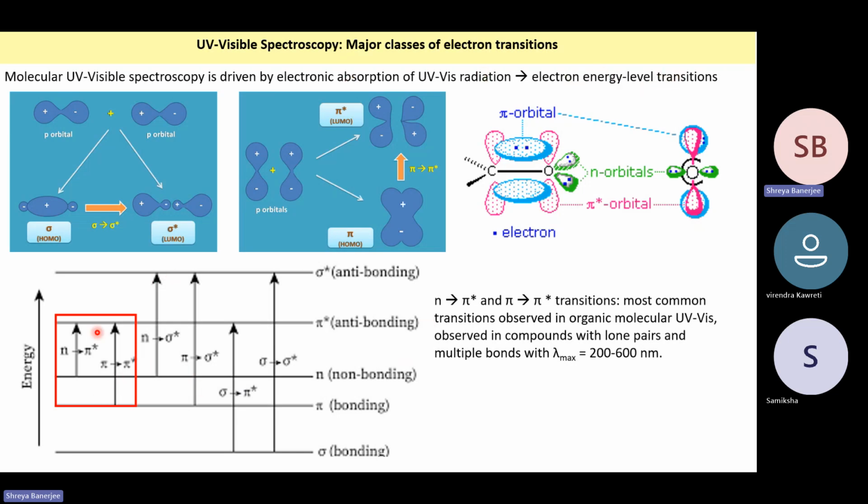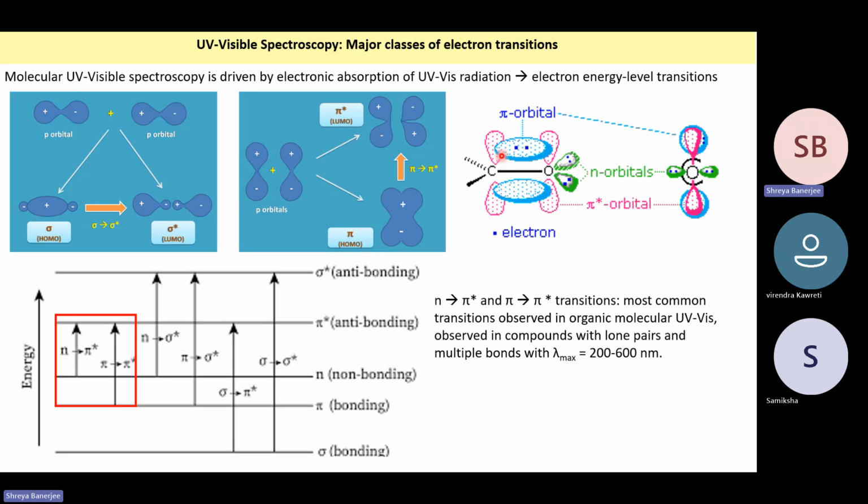Here, the most common transitions that are normally observed are the ones highlighted here, which is from n to pi star or from pi to pi star. These are the most common transitions observed in organic molecules, and the lambda is around 200 to 600 nanometers, so around UV to visible spectra. So whenever we have electronic spectroscopy, these are the transitions we are mainly talking about.